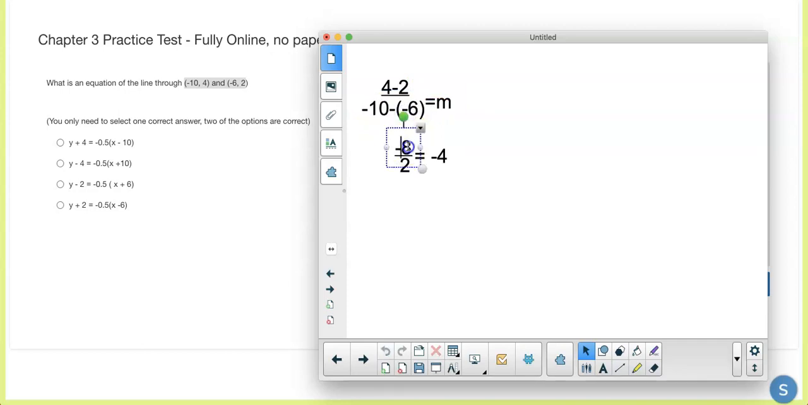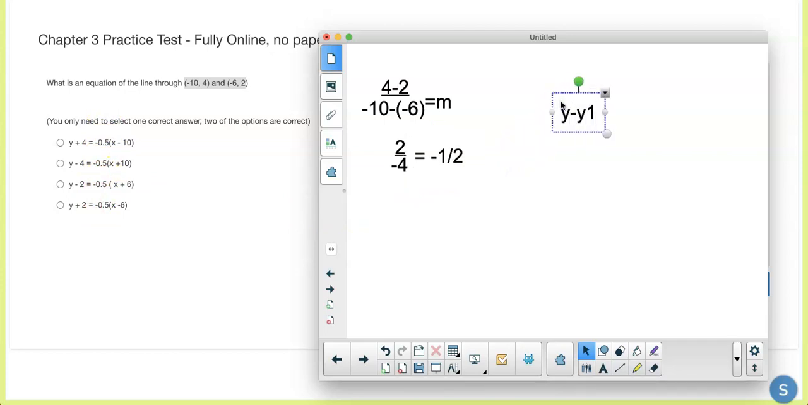Okay, so up top, that simplifies to +2. On bottom, I have -10 minus -6, which is like -10 plus 6, which is -4, which gives me an answer of -1/2. Okay, which is why over here you can see that all the slopes are -0.5. So maybe it was a waste of time to do that 0.5 right there, since all the options had the same slope, but you should know how to do slope.